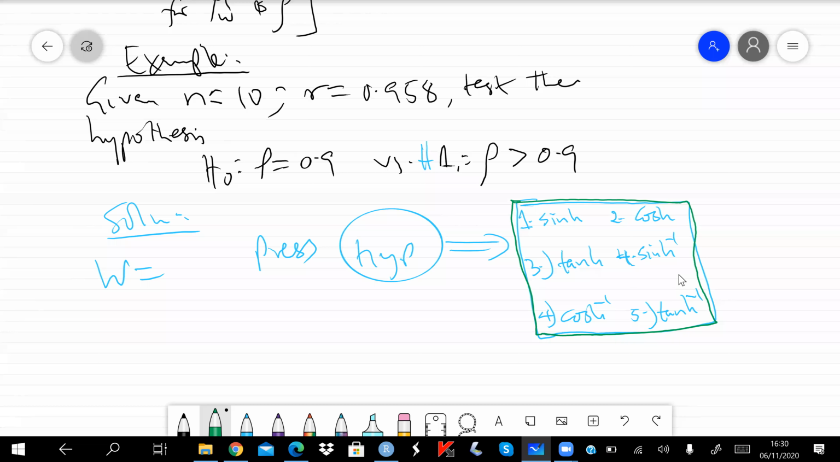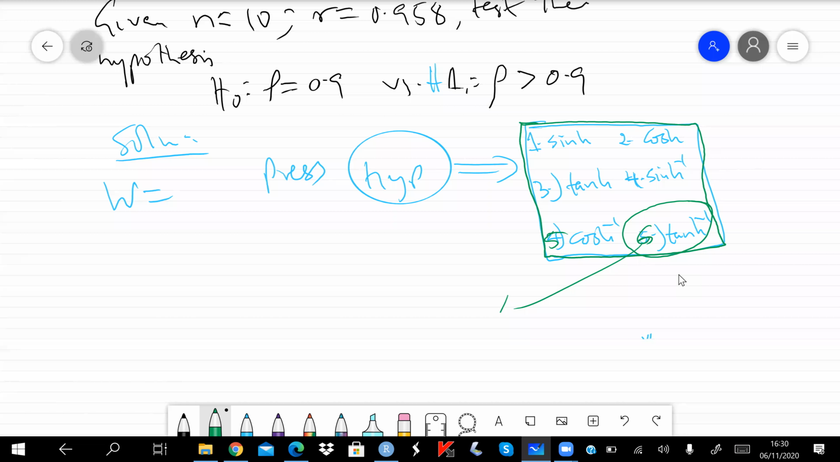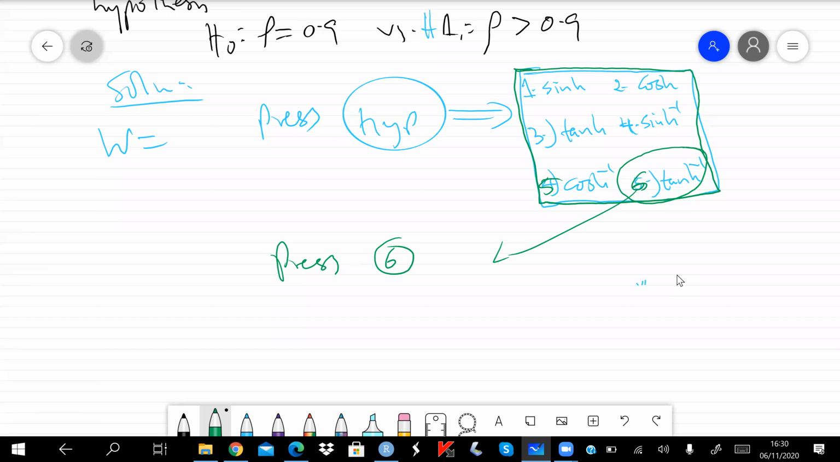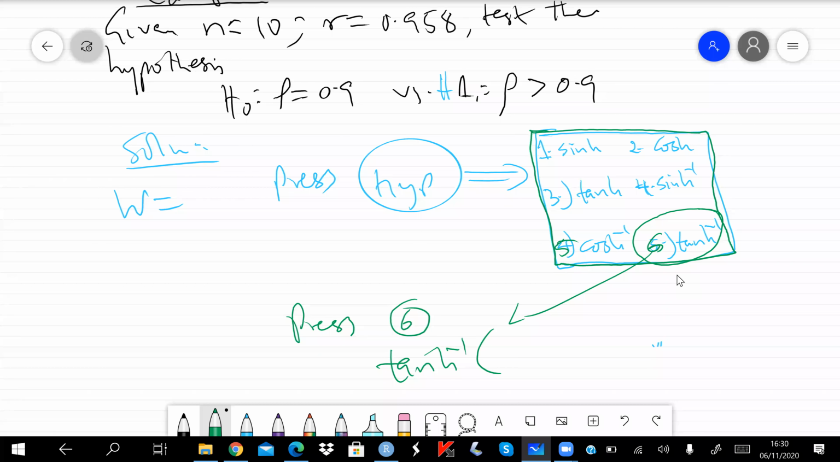So the function we are looking for is, sorry, this is number 5 and 6. So we are looking for this function here. For you to retrieve it, you press number 6 on the keypad. Once you do that, that will prompt you. You will see the bracket. So that will prompt you to put the correlation coefficient.